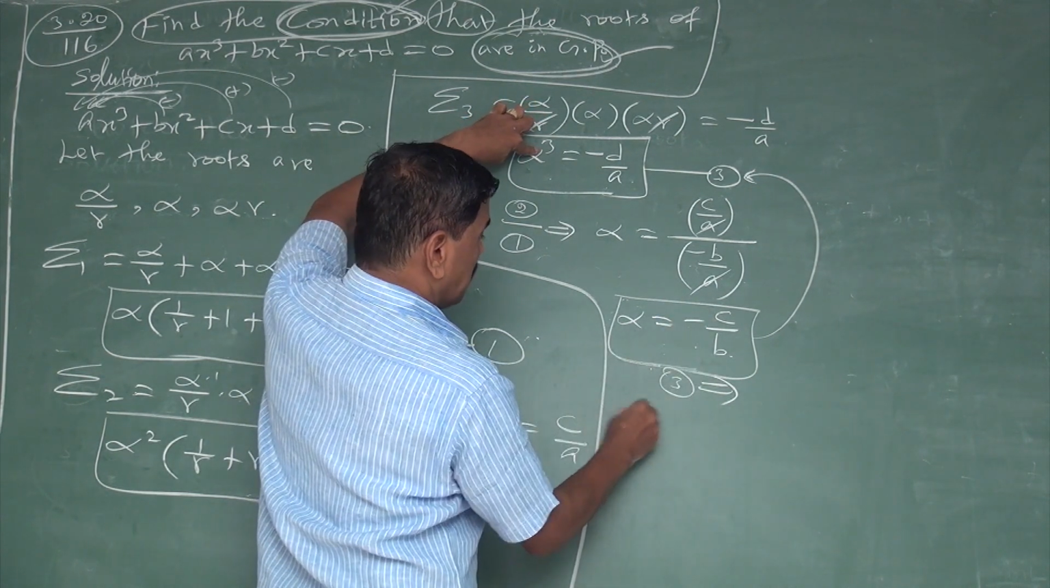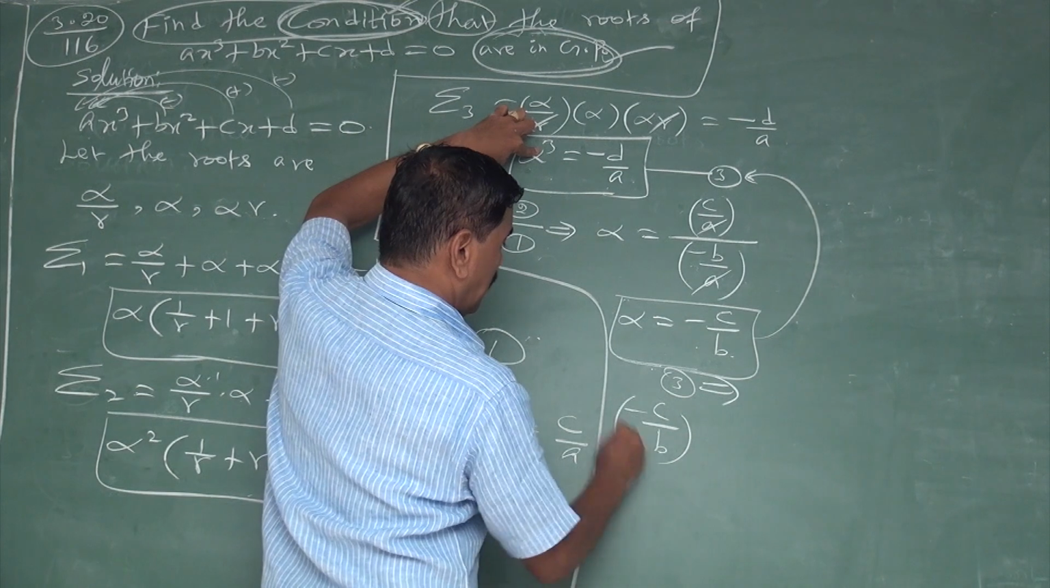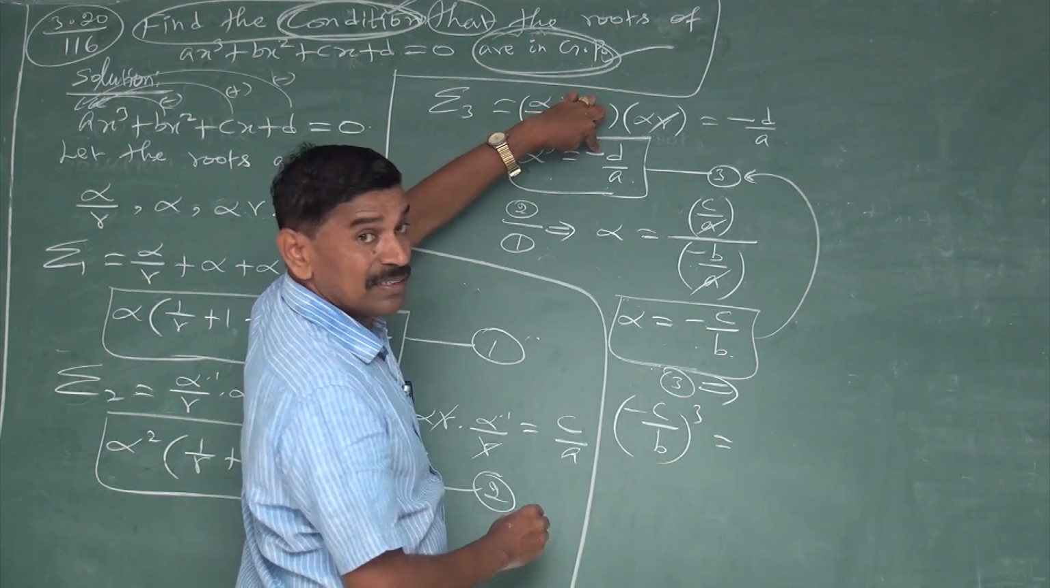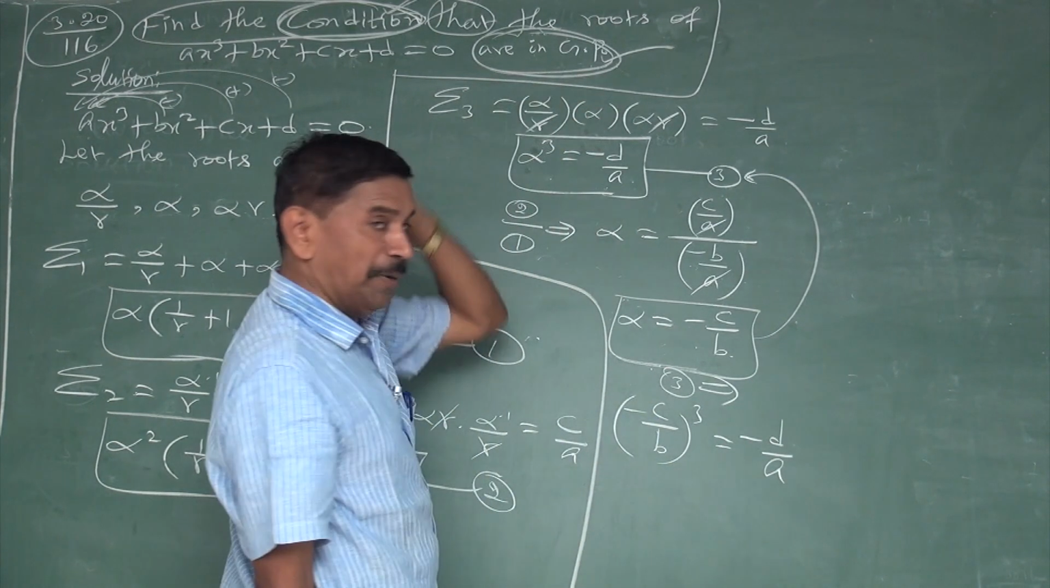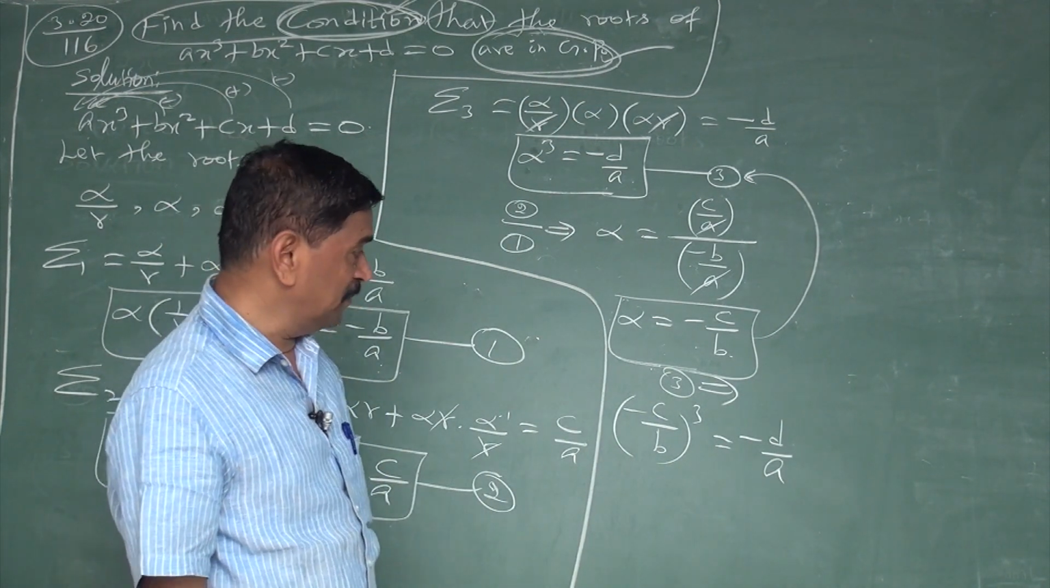Alpha is equal to minus c by b. So minus c by b the whole cube, which is equal to minus d by a. Very good. Minus d by a. Okay, next, further simplification, please.